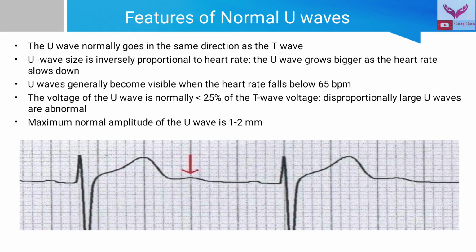The features of the normal U wave are: the U wave normally goes in the same direction as the T wave. It is inversely proportional to the heart rate. The U wave grows bigger as the heart rate slows down. U wave generally becomes visible when the heart rate falls below 65 beats per minute. The voltage of U wave is normally less than 25% of the T wave voltage. Disproportionately larger U waves are abnormal. Maximum normal amplitude of the U wave is 1 to 2 mm.